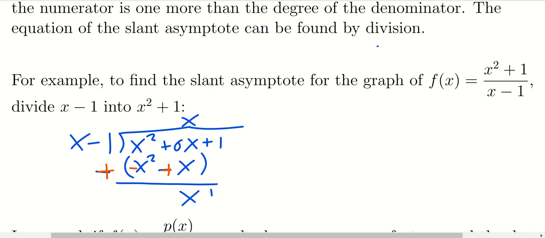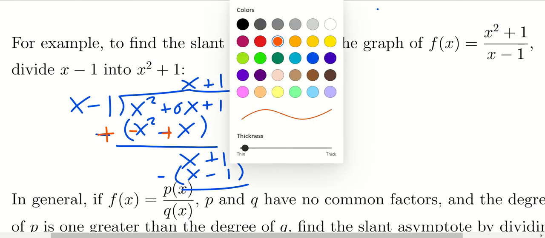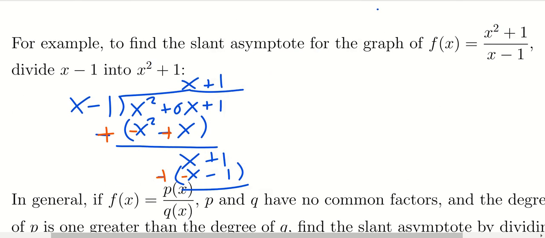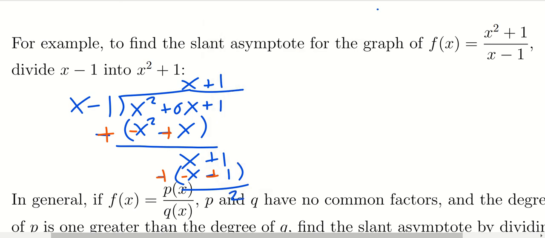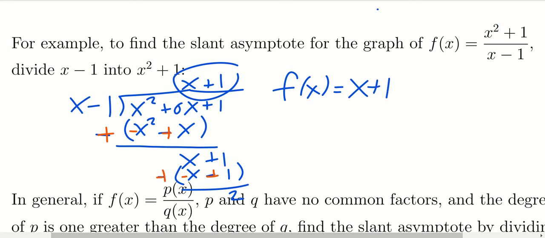We get x, bring the plus 1 down. X goes into x once, so I have a plus 1 here. This is going to give us an x minus 1. Again, we need to subtract this. To do that subtraction, change it to addition of the opposite. And what we get is going to be 2. So when we do this division, what we find out is that f of x is equal to, here's our quotient, x plus 1 plus remainder over divisor.